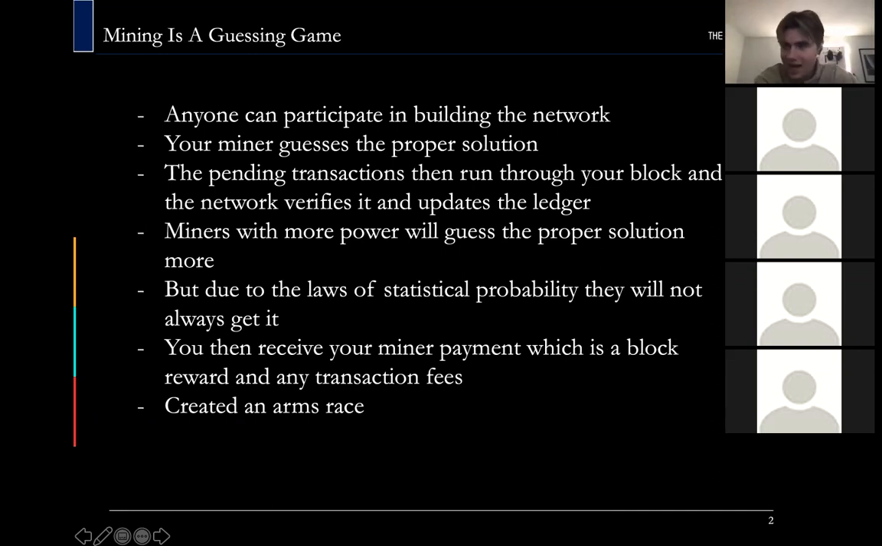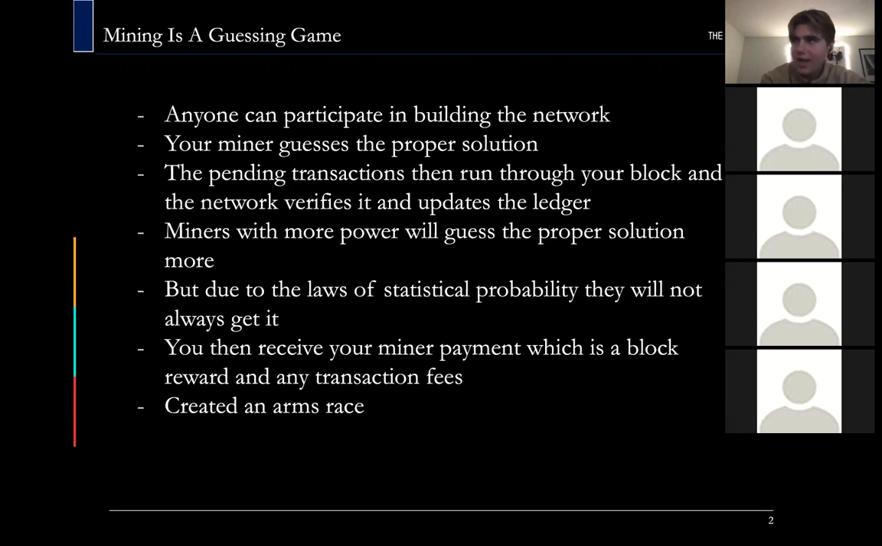So mining is a guessing game. Anybody can participate in building the network. Some people describe this as be your own banker, because you are able to hop on the network and further create this network, and therefore be a quote unquote banker and prove transactions legitimate.